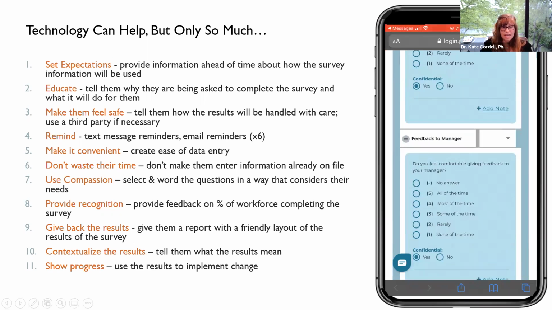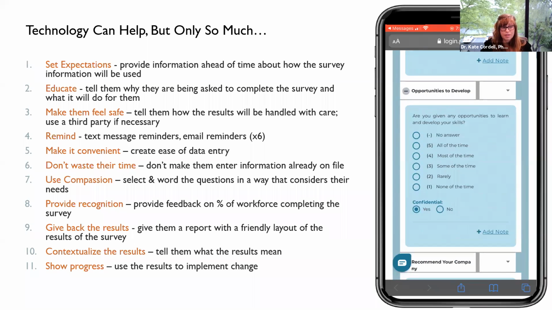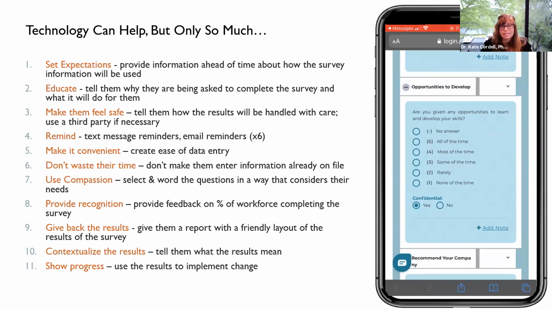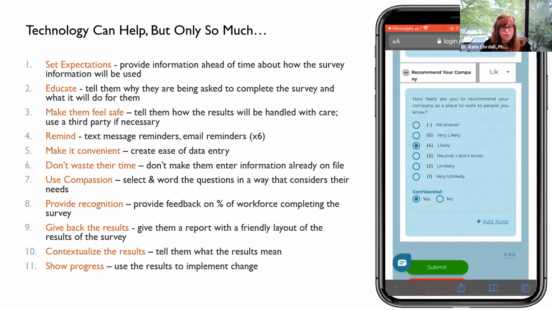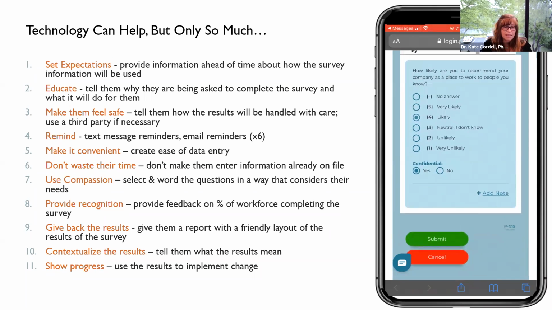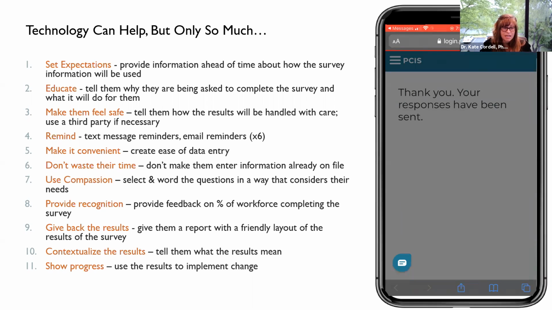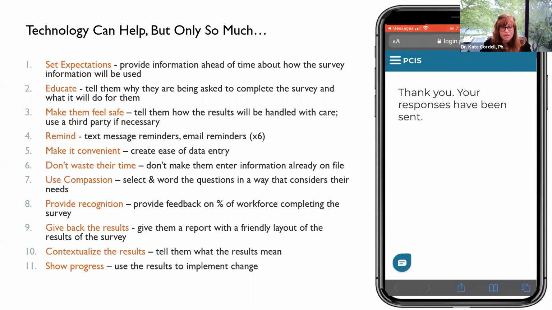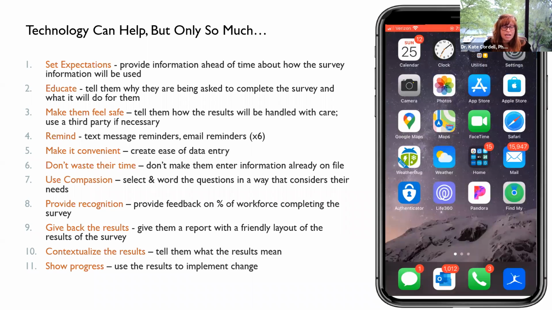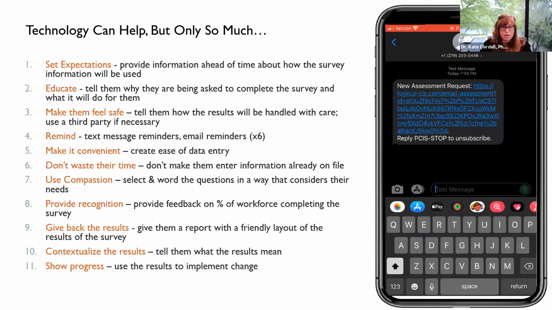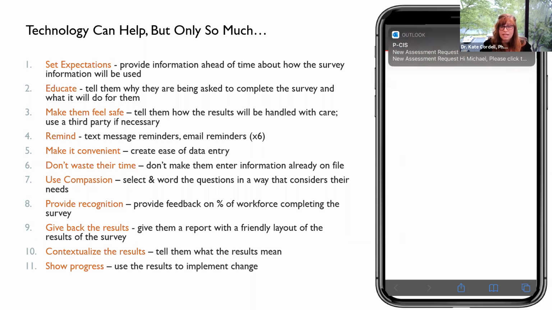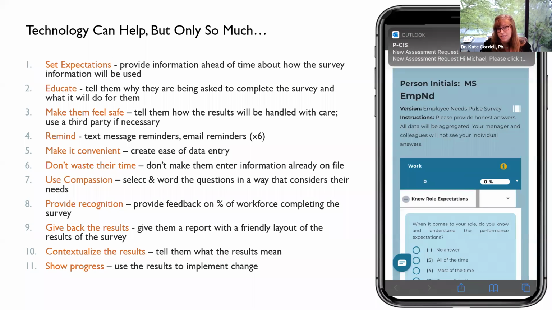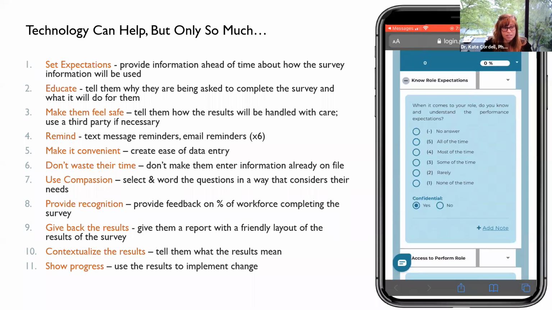Before sending it out, if you were to do a pulse survey for your staff, some of the things you would want to do is set the expectation for what was coming, educate them on why you were asking them so that folks participate, and make them feel safe. If you're in an environment where folks already don't feel safe, then you'll have to do extra upfront preparation to let them know that their honest answers wouldn't be held against them. And if they don't participate on the first text, it could be because they were busy and they forgot, so you can remind them and text them again.